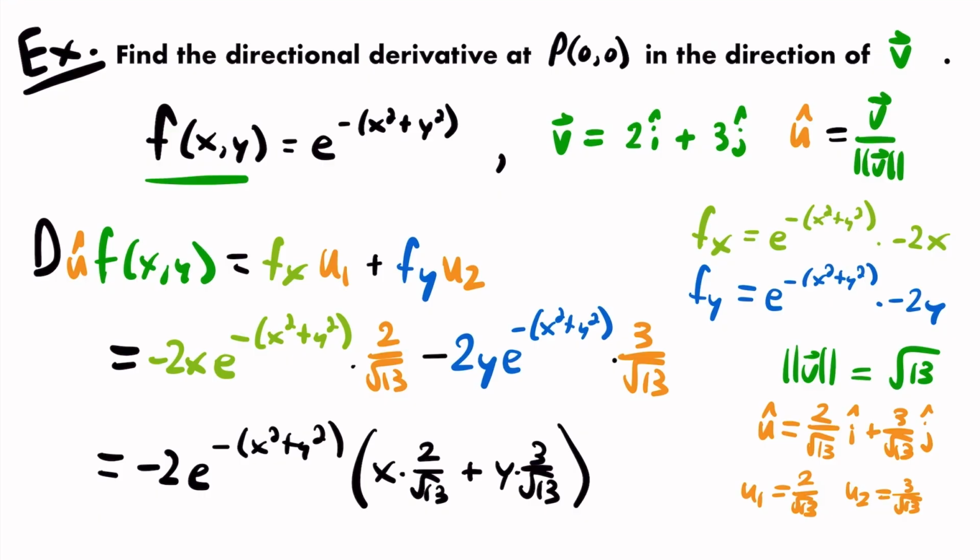Okay, but now what we could do here is combine these two terms because they have a common denominator of the square root of 13. So I'm just going to do that right here in this step. We will have 2x plus 3y divided by the square root of 13.